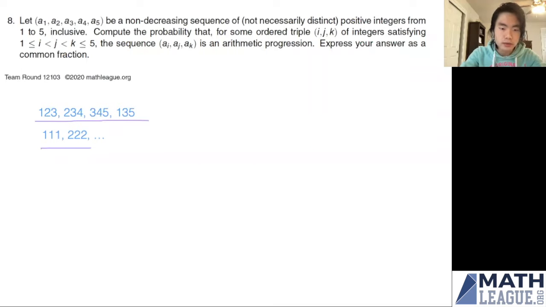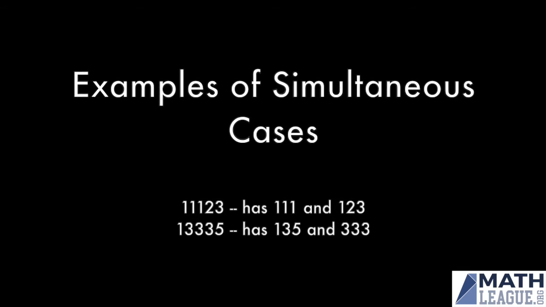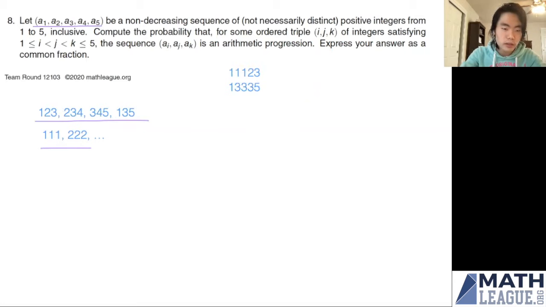And note that since the sequence is of 5 terms, there can be cases where both of these happen simultaneously. For example, 1, 1, 1, 2, 3, or 1, 3, 3, 3, 5. And since both of these cases can happen simultaneously, and they also cover most of the non-decreasing sequences, the best way to solve this problem is by complementary counting, because we can avoid the overcounting and we also have to count fewer. So we'll split this into cases by the number of distinct possible elements.